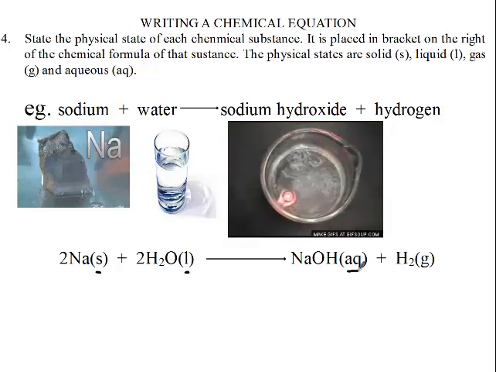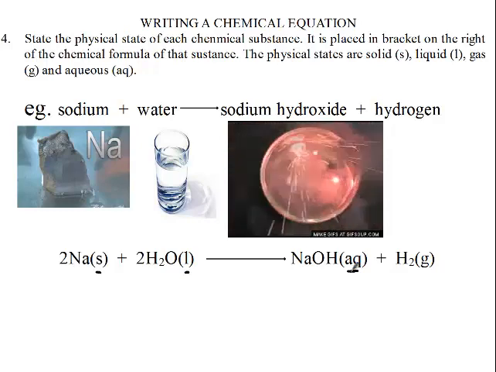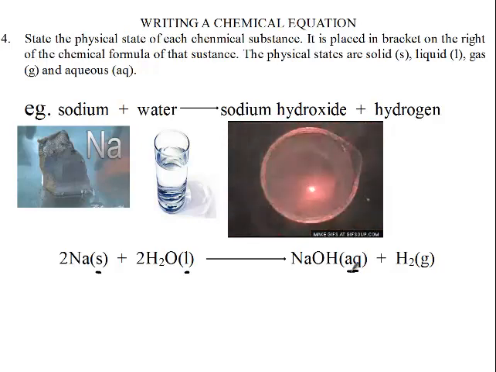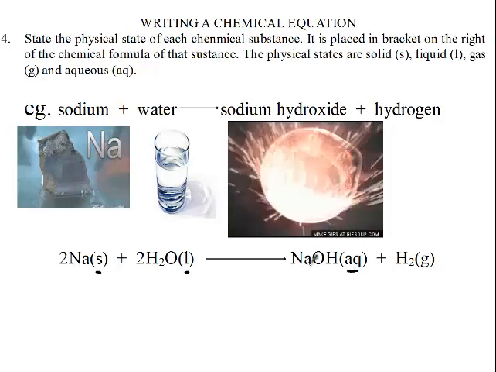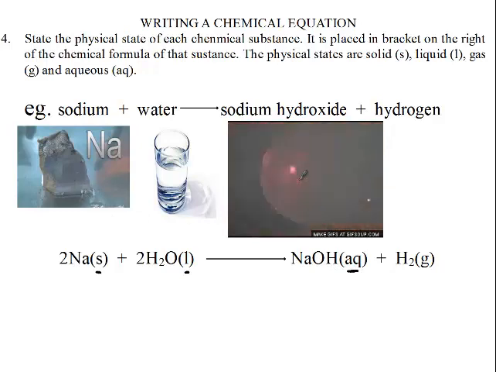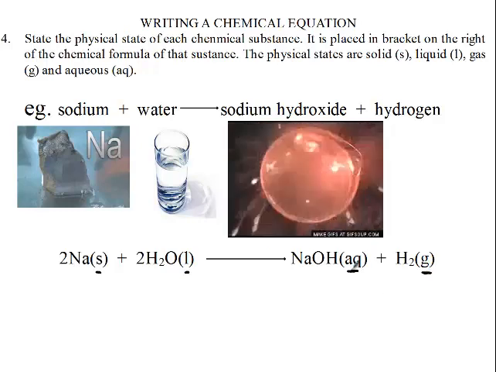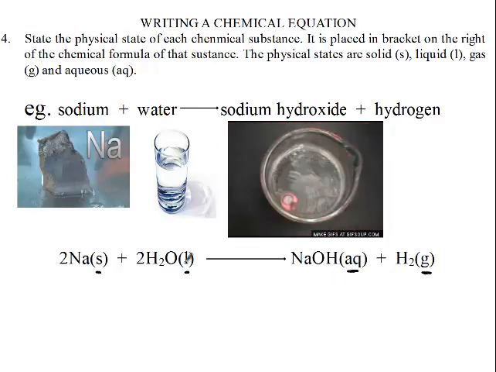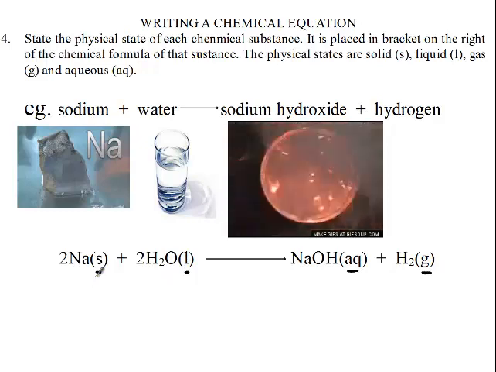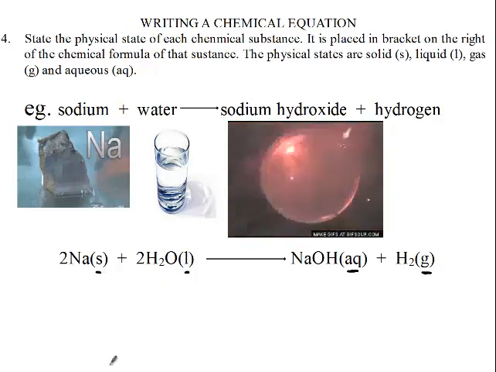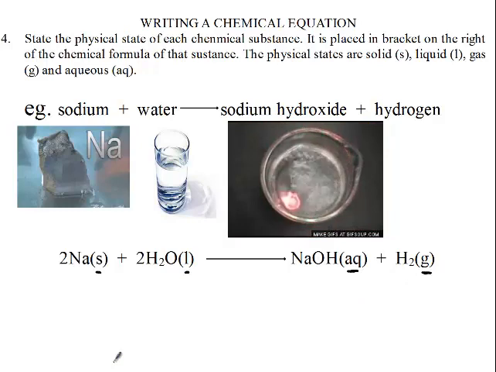Now, aqueous solution. When you see aqueous, we are talking about a solution. Something has been mixed with water. That is what we call an aqueous solution. Sodium hydroxide is obtained when sodium mixes with water. And then the hydrogen released will be released as a gas. So aqueous means we are talking about a solution. Something has been dissolved in water. Liquid means we have the pure liquid. Nothing has been dissolved. Solid state, and then gas state. So these are the 4 main steps in writing a chemical equation.